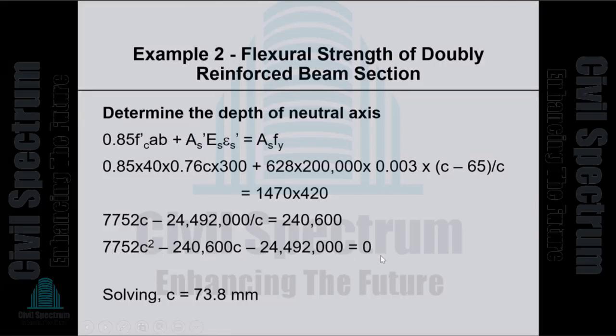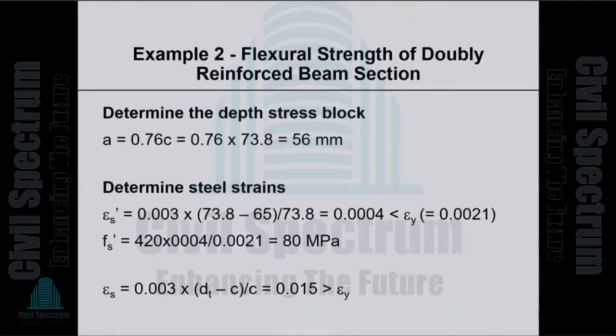When you solve the quadratic equation, there are two solutions. One of the solutions will not make any sense. The sensible solution is the neutral axis depth. It came out in our case to 73.8 millimeters. Okay, 73.8 millimeters. So the stress block depth is 76% of that. That is 56 millimeters. Now we can determine the strain in the compression reinforcement by straight line strain distribution.